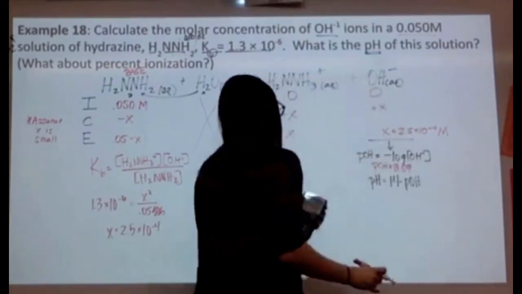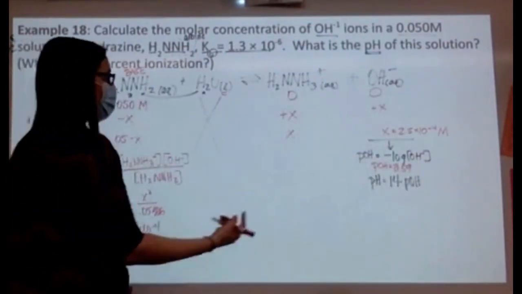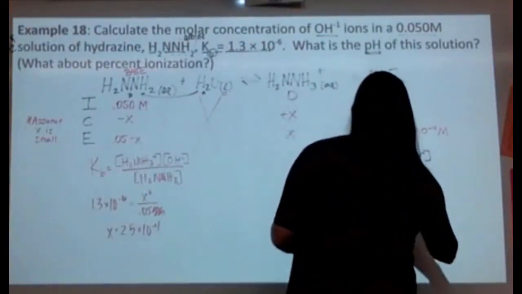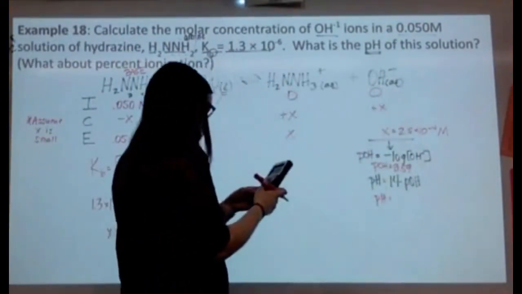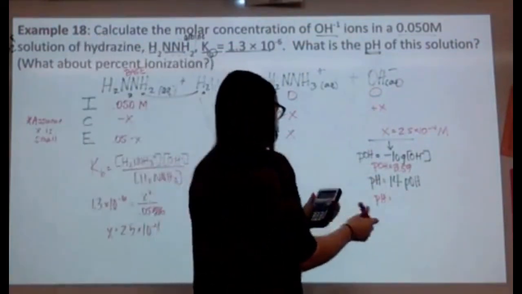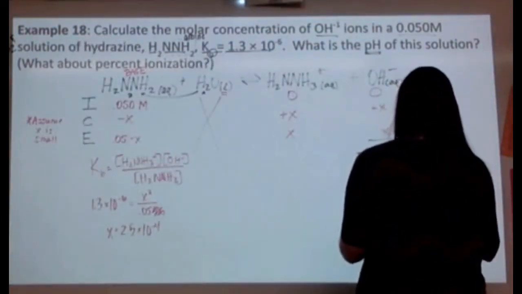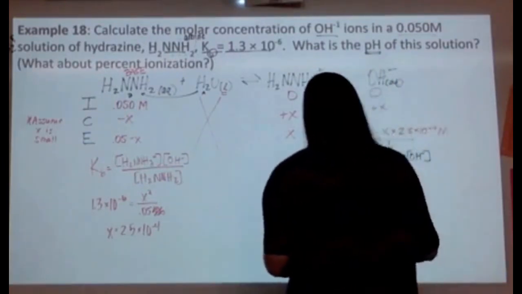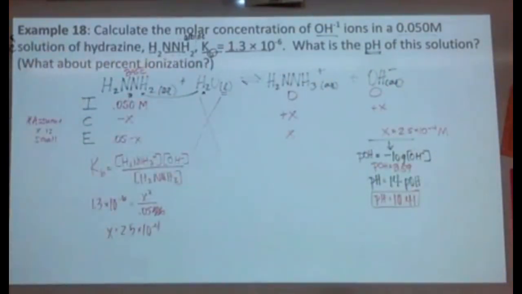So 3.59. This is where writing this has now become helpful because now I can just do 14 minus 3.59, 10.41. Now you can ask yourself, does it make sense that the pH is 10.41? Well, we're looking at a base. So yeah, it should make sense that the base has a pH of 10. Bases should be above 7.